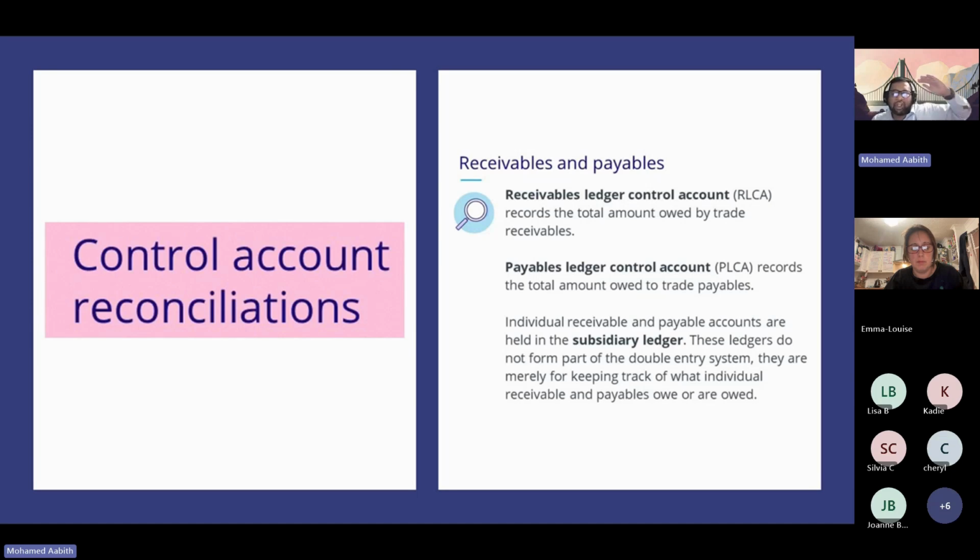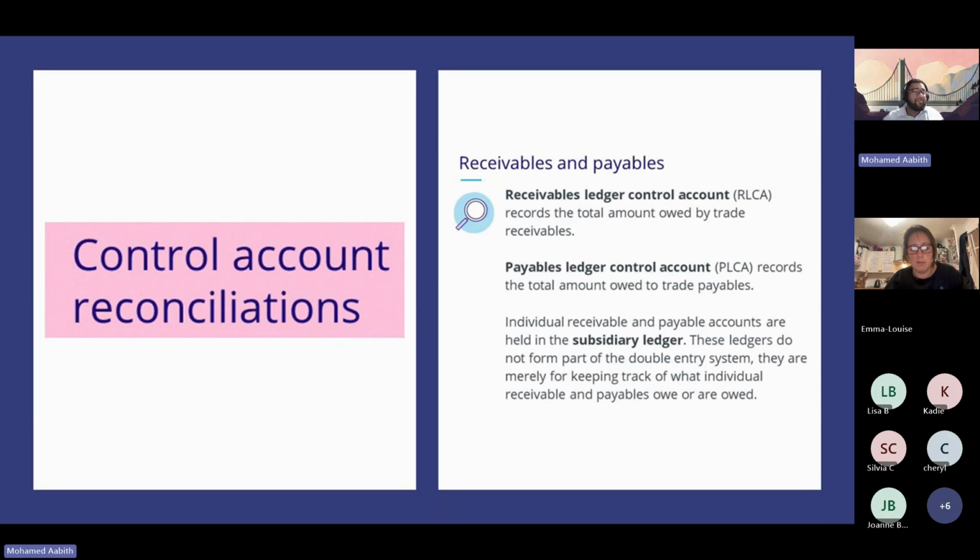One of them is in your general ledger, where you have the whole amount that customers owe. And then we also have the subsidiary ledger, which is a receivable ledger, which has individual accounts for your customers. Similarly, we have the payable ledger control account in my general ledger. It shows you the whole amount we owe to our suppliers. In the subsidiary ledger, we have individual itemized bills for all my suppliers.